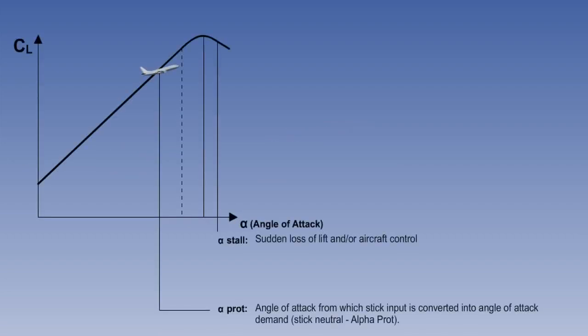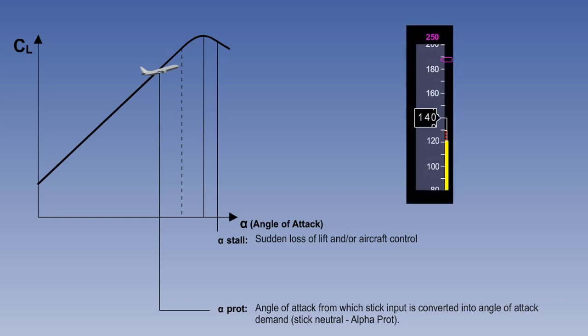But with a fly-by-wire system, the pilot can pull back fully on the controls and the flight control computer will ensure that the aeroplane achieves the best angle of attack without stalling. It achieves this by allowing the angle of attack to increase until the aeroplane reaches alpha prot, where the pilot demand is converted into an angle of attack demand.